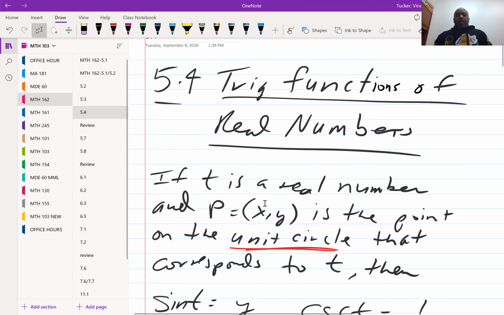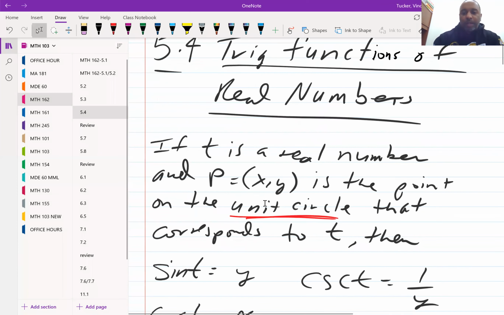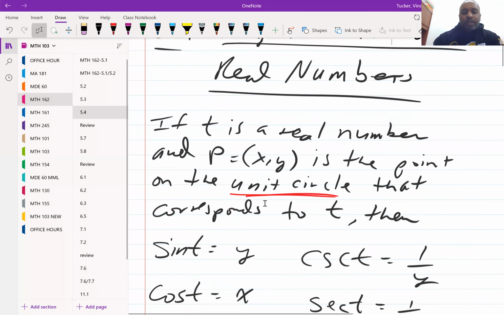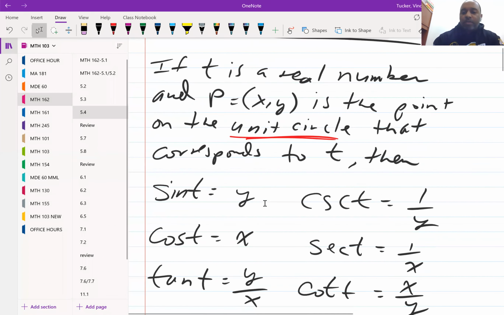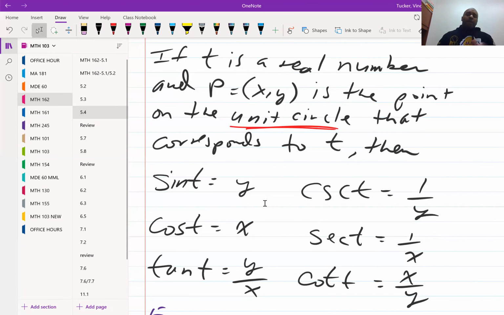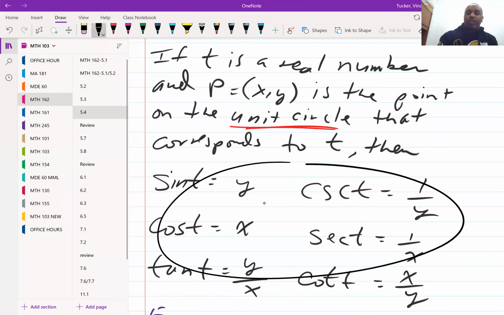If t is a real number and p is the ordered pair x, y, and that's the point on the unit circle that corresponds to t, then we have these right here. We talked about the relationship last class. It's really leaning on the same thing. Remember, I told you before that we were getting to the point where cosine most definitely is just x and sine is y. And so these are our same relationships.